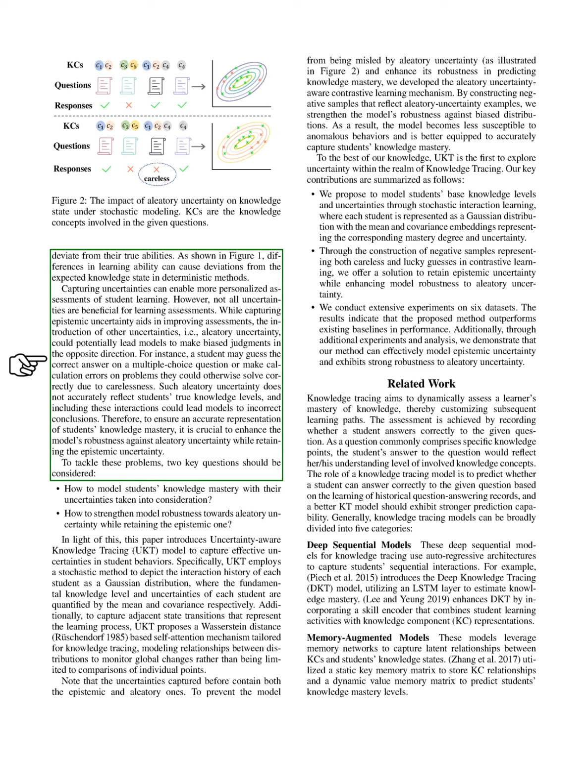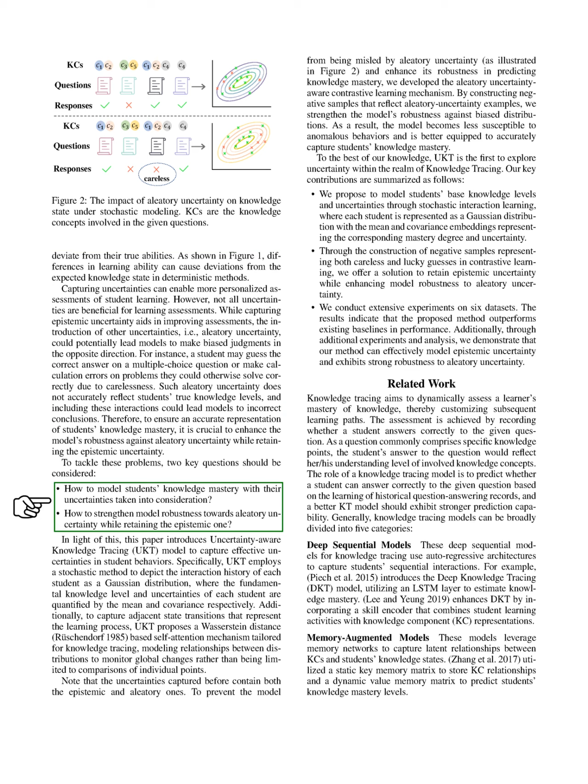We propose two key questions. How can we model students' knowledge mastery while considering uncertainties? And how can we enhance model robustness against aleatory uncertainty while keeping epistemic uncertainty intact? To address these issues, we introduce the Uncertainty-Aware Knowledge Tracing (UKT) model, which effectively captures uncertainties in student behavior.